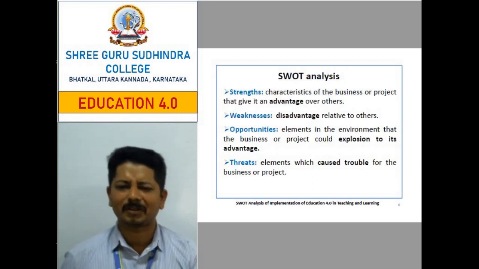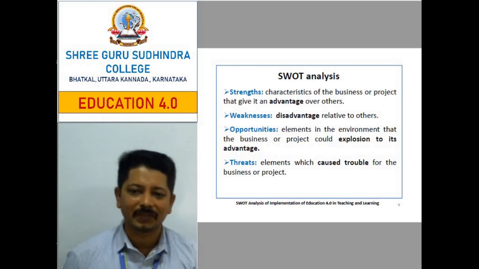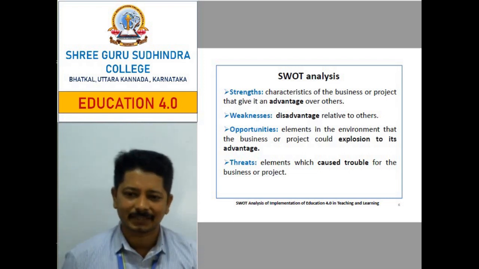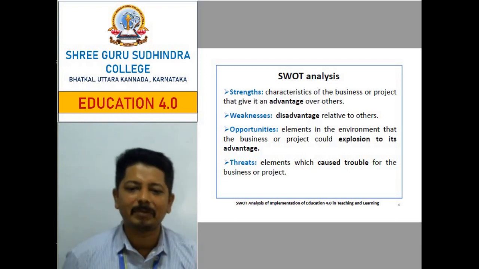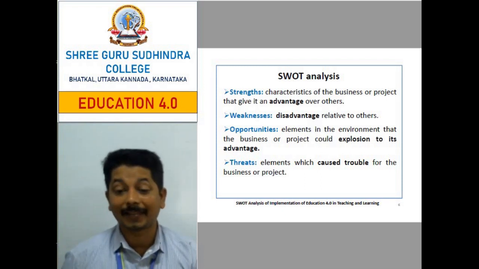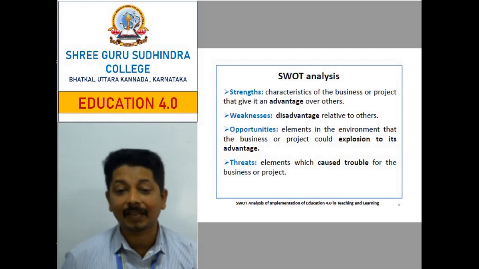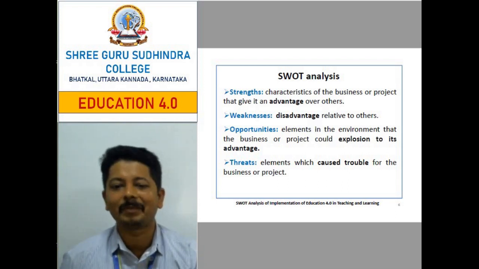SWOT analysis. Most students are aware of it, but SWOT means S stands for strength, W stands for weaknesses, O stands for opportunities, and T stands for threats. If you take any one concept or any one object, there will be a flip side. For example, a matchbox, correct? We can use a matchbox for a better purpose, lighting the lamp, correct? But at the same time, we can use this matchbox to destroy the house or destroy the family.